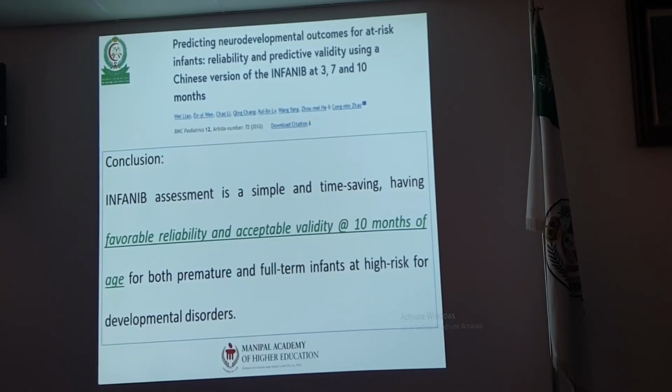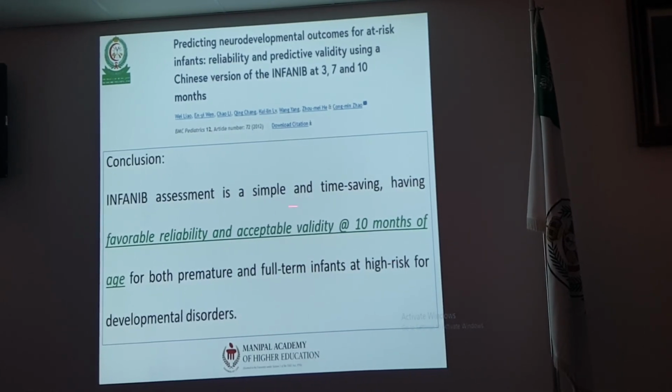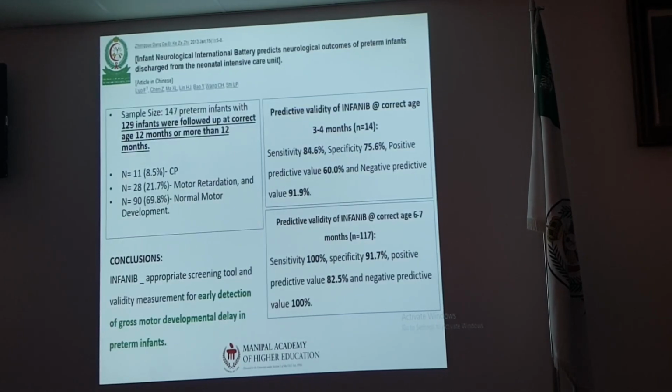Okay, so another study. This is in the Chinese population. They did the analysis at 3, 7 and 10 months, and they found that Infanib is simple, time-saving, with favorable reliability and accepted validity at 10 months of age for both preterm and full-term infants at high risk for developmental delays. So you can very happily use this, because at 10 months whatever information you get will be acceptable in terms of your clinical judgment. That is the message.